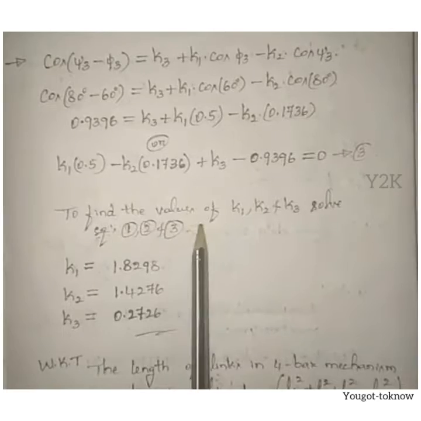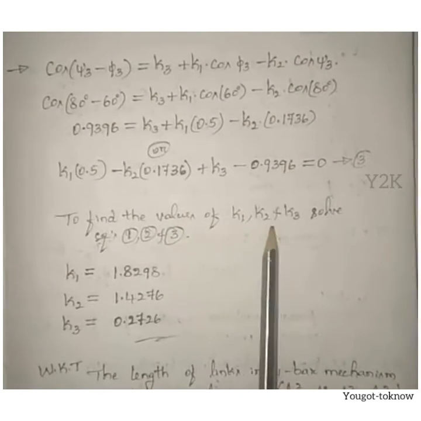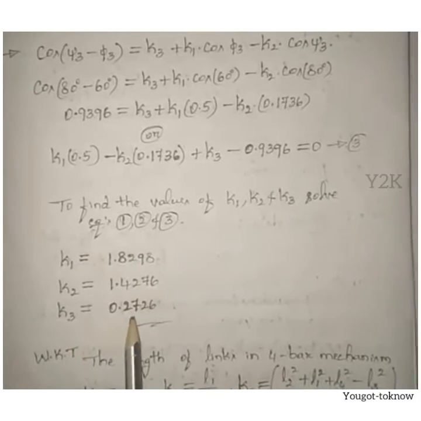To find the values of K1, K2, K3, solve equations 1, 2, 3 using a calculator. Ultimately, the value of K1 is 1.8298, the value of K2 is 1.4276, and the value of K3 is 0.2726. Keep these values with positive sign.